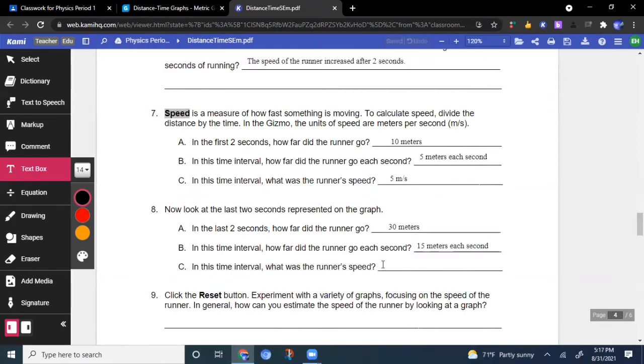So what was the runner's speed during the second time interval? 15 meters per second.